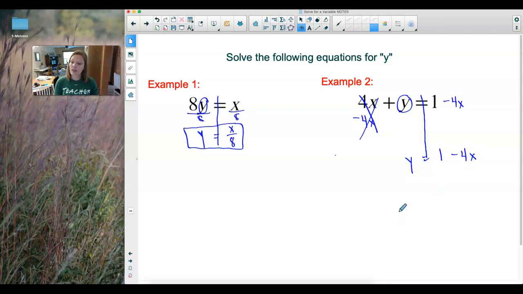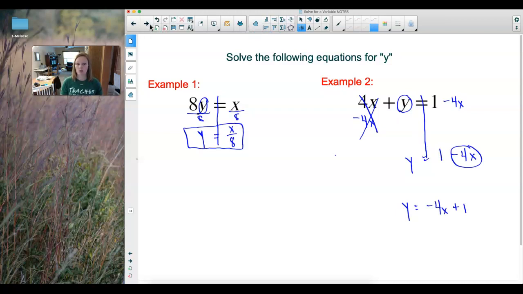Now, another way you could write that is y equals negative 4x, because that minus sign is attached to the 4. The 1 is positive, so we could say negative 4x plus 1. Either one of these answers would be correct. I just wanted to show you both ways of writing them.